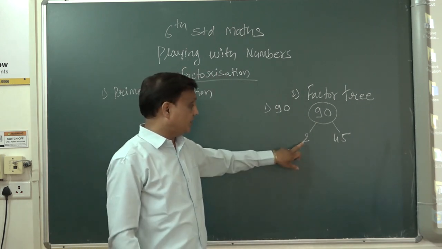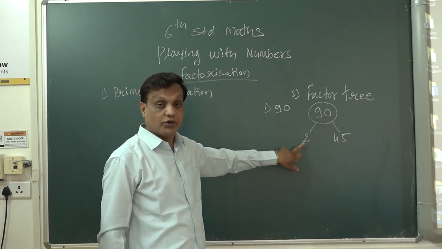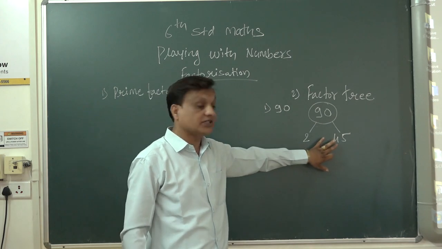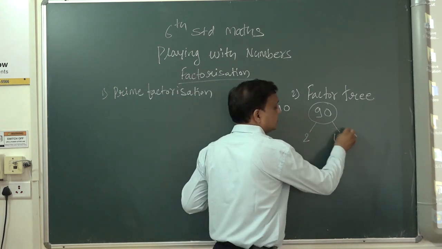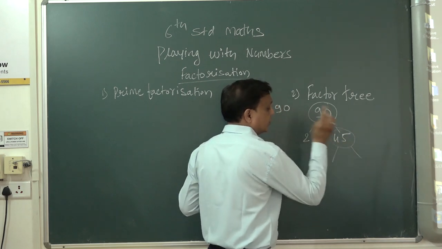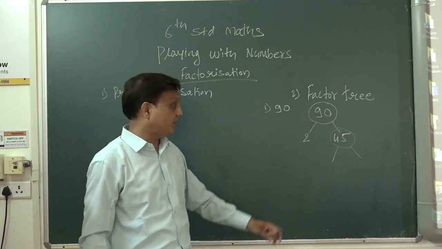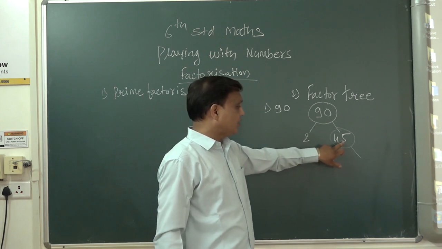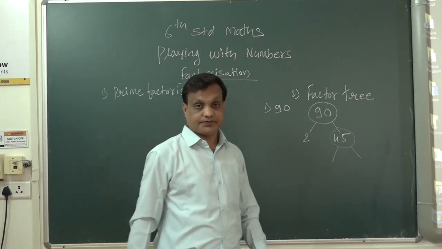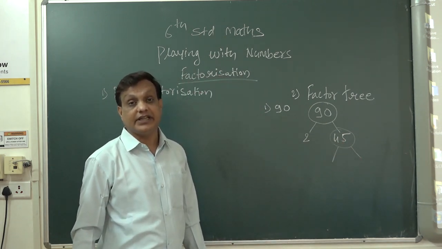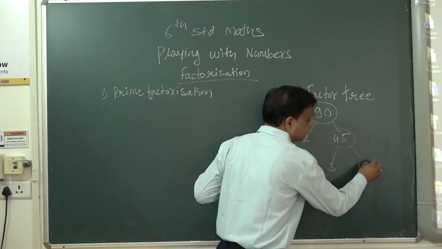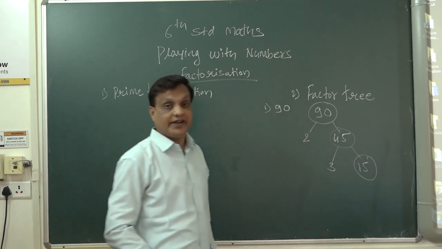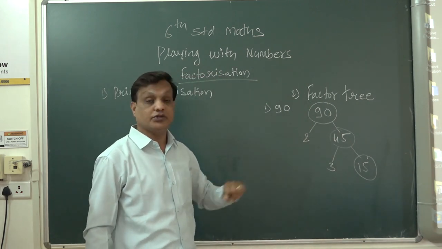As 2 is a prime number, it is not going to be divided further, but 45 is going to be divided further. So you have to circle this number. Again put 2 hands or 2 legs, whatever you can say, no problem. That is dependent on us. Now 45 comes in which table? 3 15s are 45. Now 3 is not going to be divided because 3 is a prime number. 15 is going to be divided.